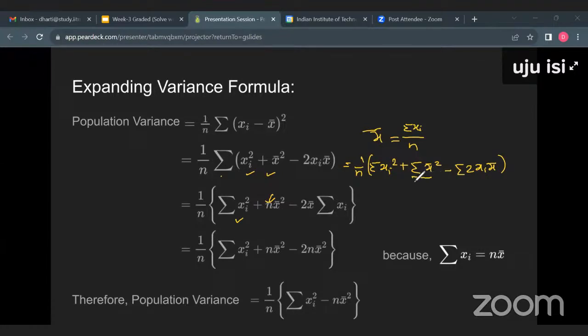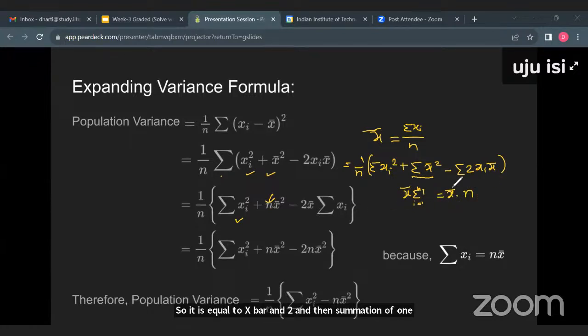Here it was summation x bar square. When we take x bar square outside, x bar square is a constant, summation 1 remains, so summation of 1 n times will give n. It is x bar into summation 1, and our i is ranging from 1 to n. So it is equal to x bar into n times, so it is n x bar.